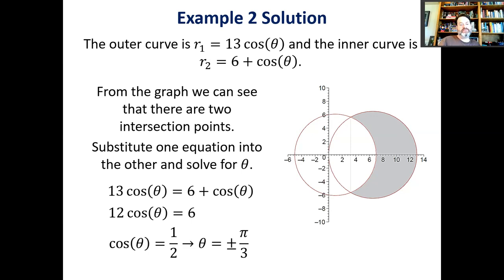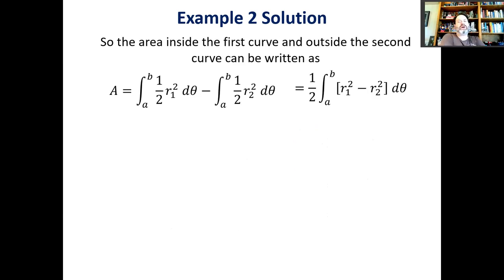Simplify a little bit. So you get cosine theta equals 1/2, which tells you it's plus or minus pi over 3. So when you set up the integral, those are your limits of integration. But we have to talk about how to derive the equation that you plug in.